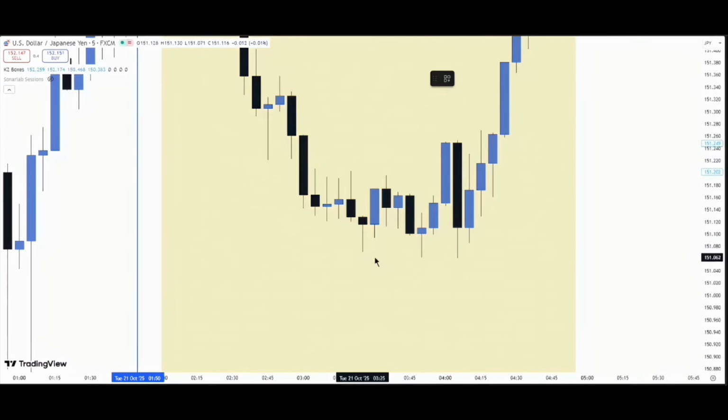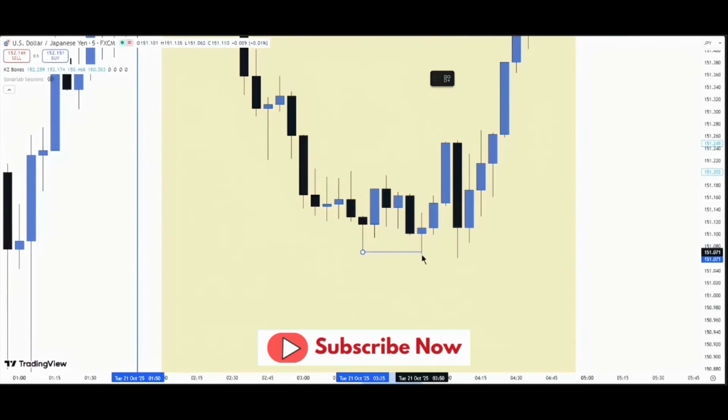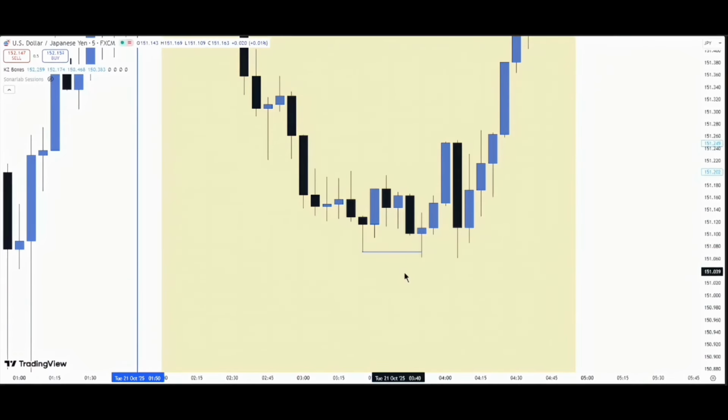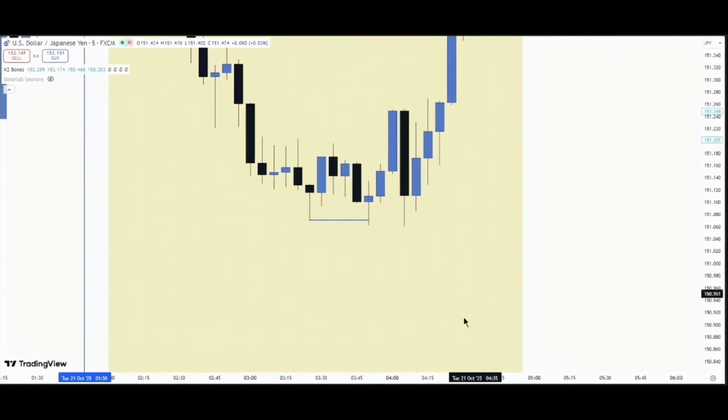This is a structure low and price came back down to take out this structure low. I'm just showing you, okay? There are other things you need to apply before you use it this way, but I'm just showing you that that's the way I trade. Okay, now because price has swept this structure low here, I was going to take my trade here going long.